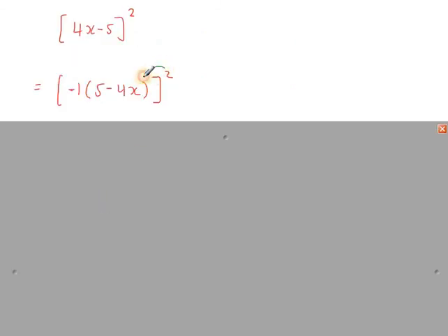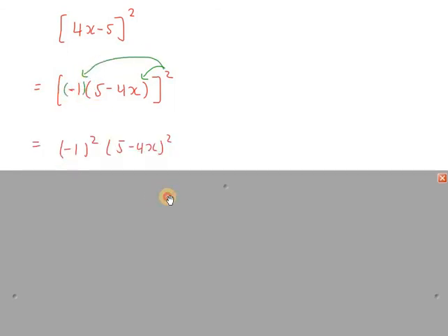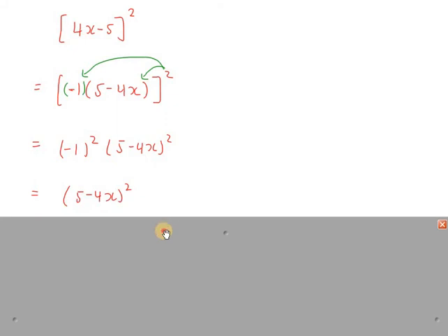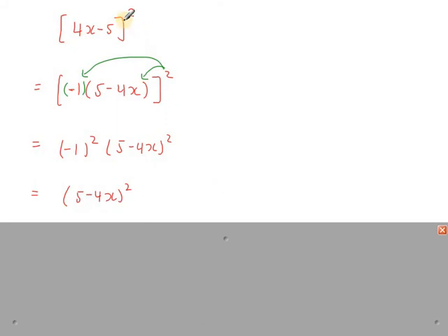The power of 2 will go here, outside the bracket, and it will go on the -1 if I was to put that in brackets, like this. And -1 squared is 1, so it's just 1 times the 5 minus 4x squared, so we get this. That's how you convert from here to here.